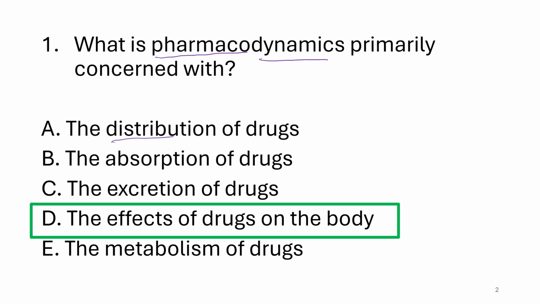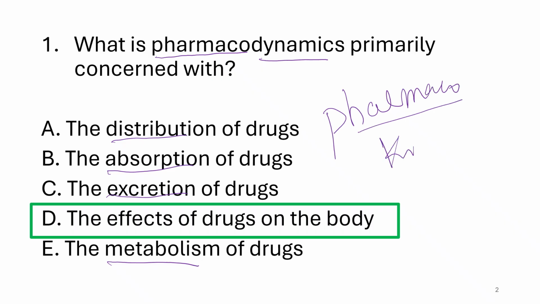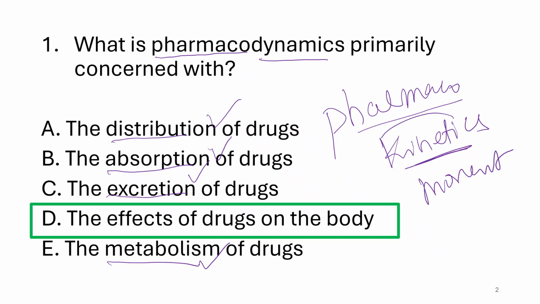Whereas distribution, absorption, excretion, metabolism is pharmacokinetics. Pharmaco means medication, kinetics means movement of medication, where it moves in the body, like absorption, distribution, metabolism, excretion. That is the kinetics. So dynamics means the mechanism of action, receptors, targets, adverse effects, therapeutic index. That is the action of the drug, pharmacodynamics.